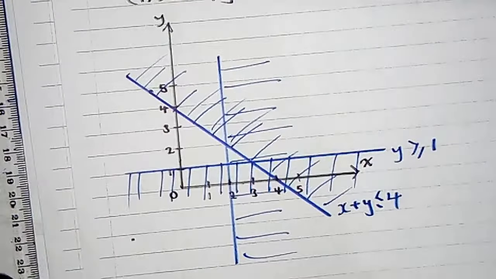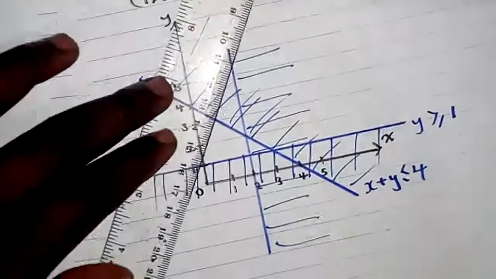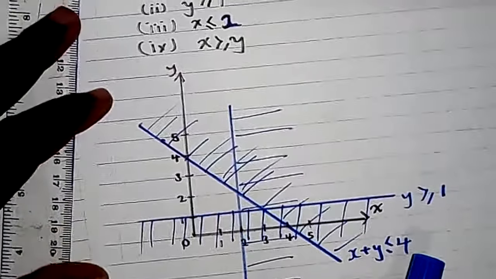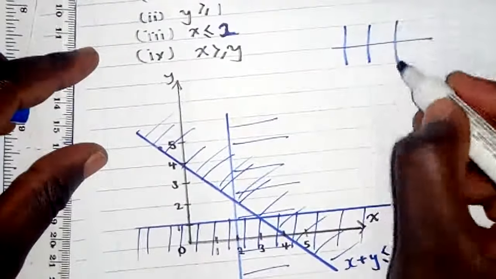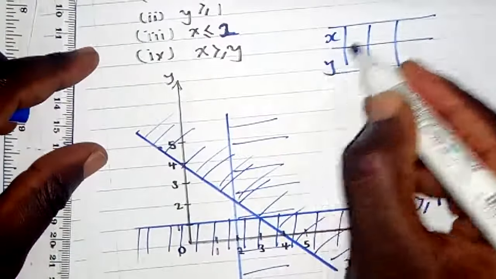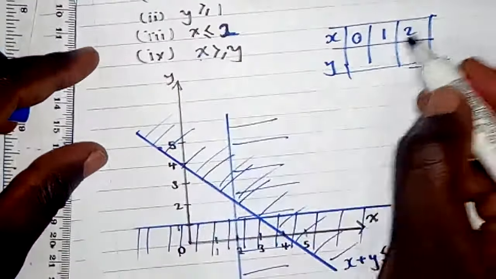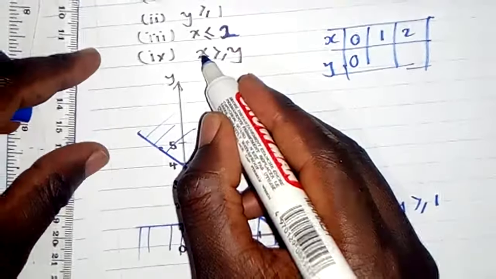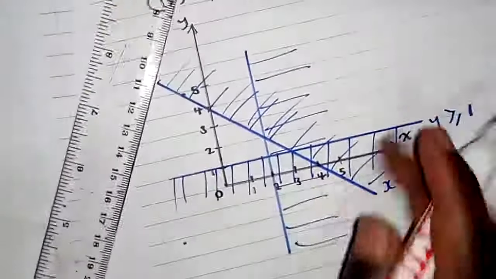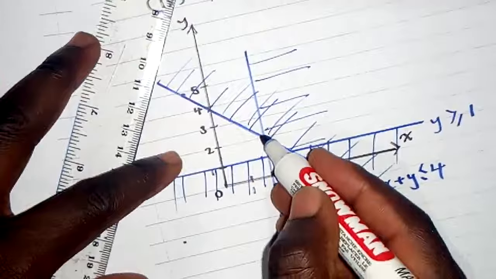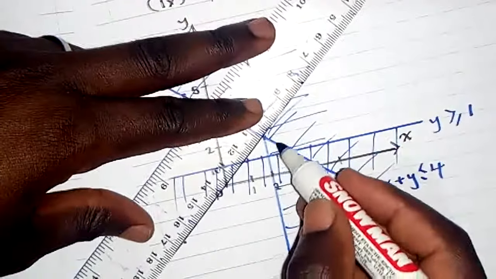And then the last one, they are saying x is greater or equal to y. On how to shade this one, if you don't mind, you can make a table of values. So you say x, y, 0, 1, 2. When x is equal to 0 here, what will be y? y will be 0. When x is equal to 1, y will be 1. Just like that. So you can plot these coordinates now. 0, 0 is here. 1, 1 is here. 2, 2 is here.